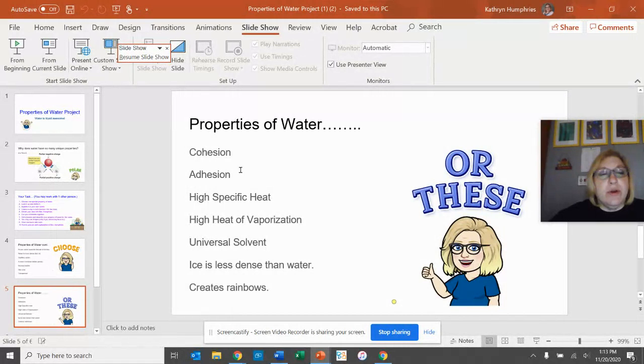Cohesion is a property of water. Adhesion, specific heat, high heat of vaporization. I'm not going to tell you what these are until after everyone's looked things up. Water is the universal solvent. Ice is less dense than water. That means it floats. Ice will float in water, and then it creates rainbows. So choose one of those. There are 14 choices here. And then check with me when you have an idea, and we'll go from there.